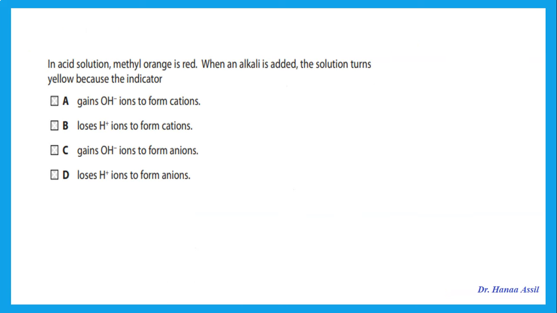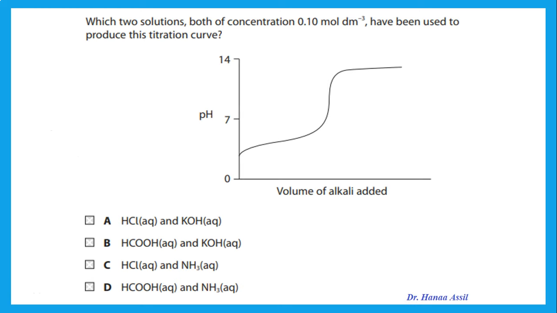In acid solution, methyl orange is red. When an alkali is added, the solution turns yellow because what happens to the indicator? Remember, the indicator changes color because it loses H plus ions. So remember, why does the indicator change color? Because it loses H plus ions to form anions.